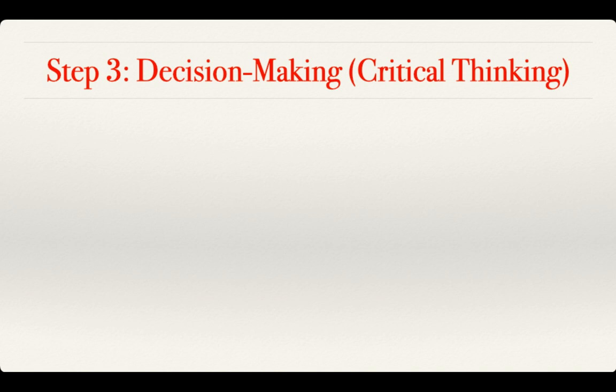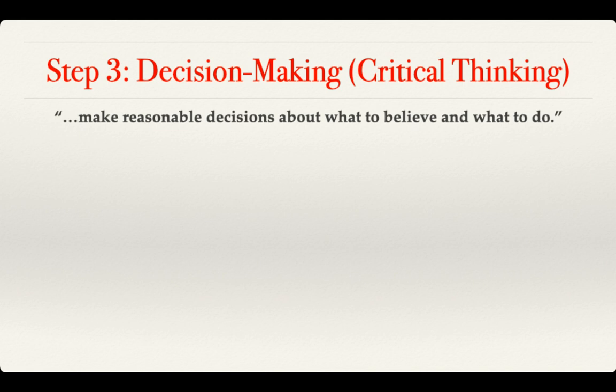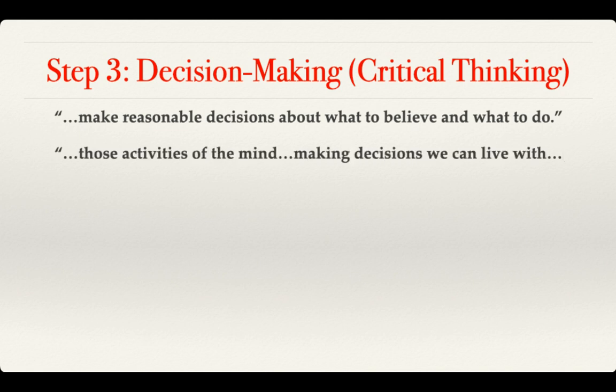There are lots of definitions of this thing called critical thinking. A guy named Robert Ennis, in a book he wrote called Critical Thinking, says critical thinking is a process, and the goal is to make reasonable decisions about what to believe and what to do. Diane Romaine, in her book Thinking Things Through, Critical Thinking for Decisions You Can Live With, argues critical thinking consists of those activities of the mind that are indispensable to making decisions we can live with.